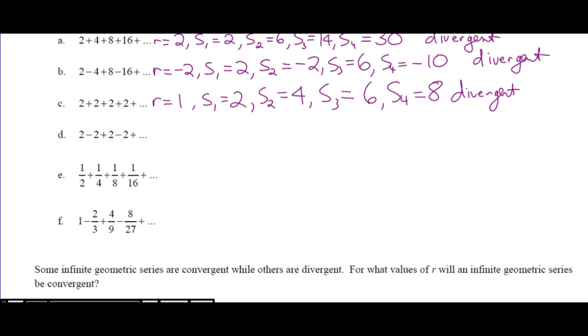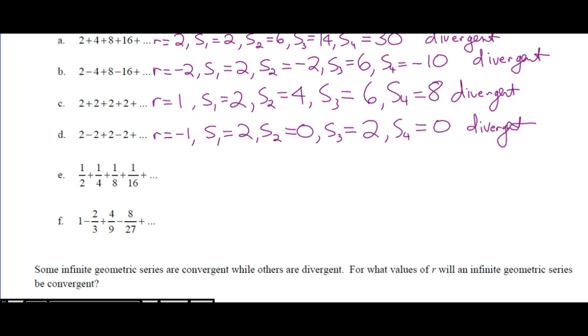What's R for D? -1. What's S sub 1? 2. What's S sub 2? 2 minus 2. What's S sub 3? 2. What's S sub 4? 0. Convergent or divergent? It's just going to be alternating, right? It's either 2 or it's 0.